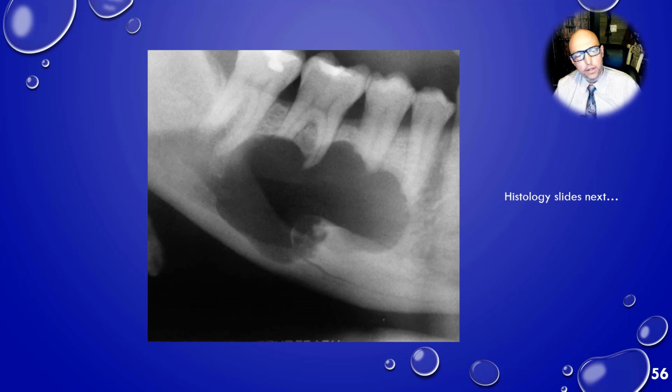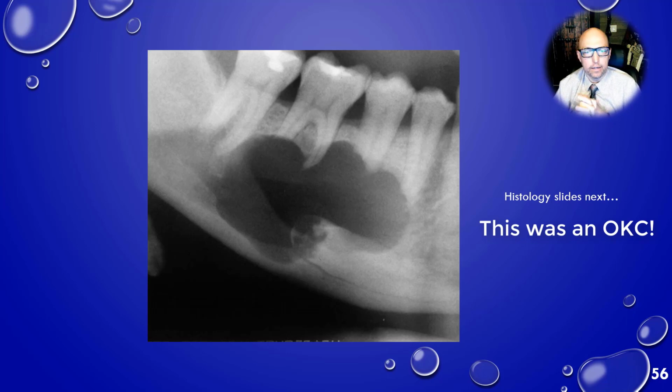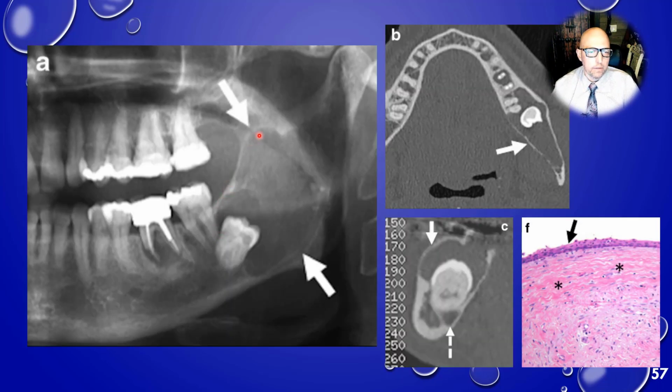So what type of things are you thinking? You see scalloping, you think two things, hopefully. Simple bone cyst, OKC. Which of those is more likely out of this? This to me is a little more pronounced than your simple bone cyst. And especially the resorption of the roots of the teeth. You're not going to think likely to be simple bone cyst. All right, what about this one?